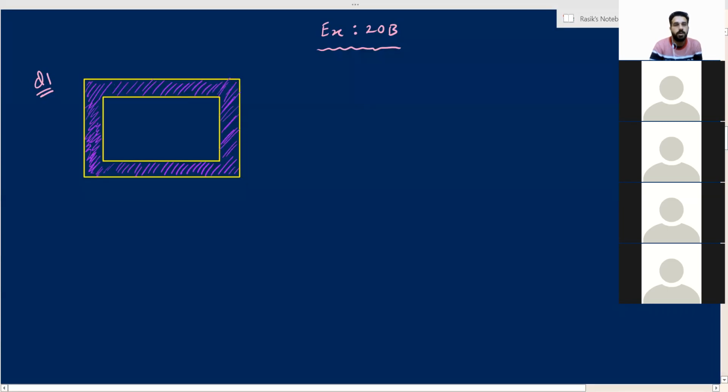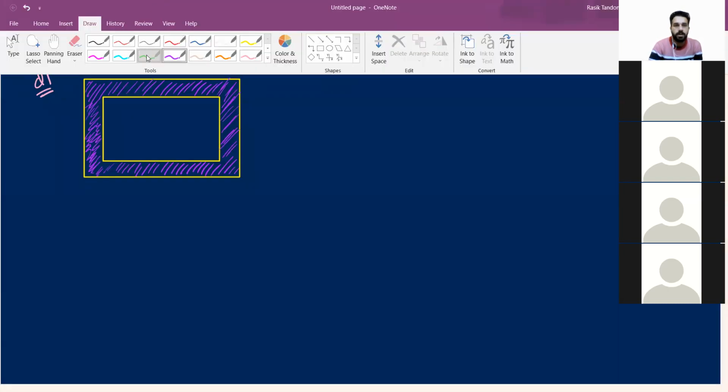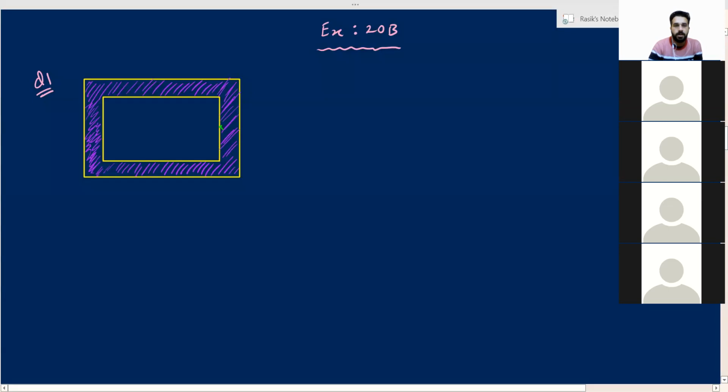So this is your rectangular plot, and this purple color is the path. Okay, the width of the path is 2 meters, so I am marking the width of the path. This thing is 2 meter all around. Okay, everywhere it is 2 meters. Here it is 2 meter, here also it is 2 meters. So this is the width of your path.